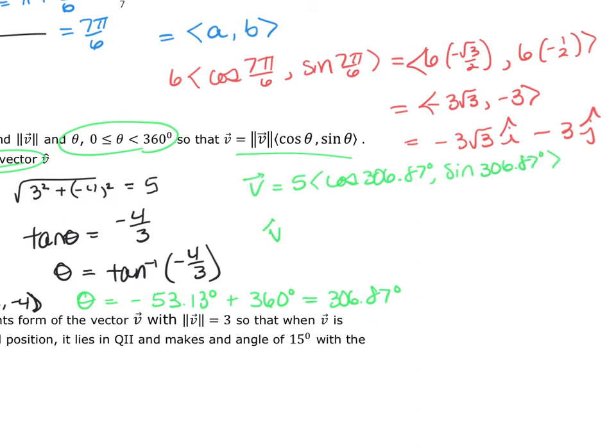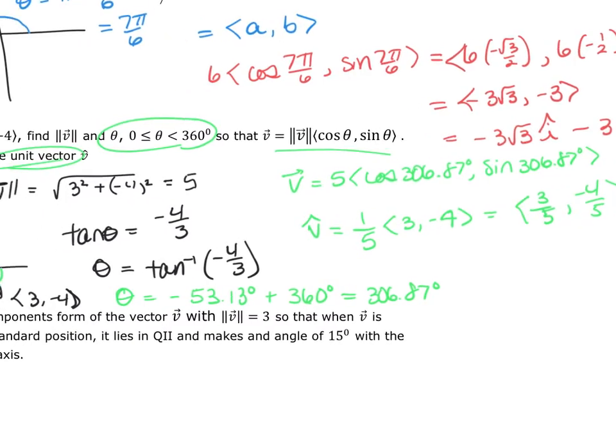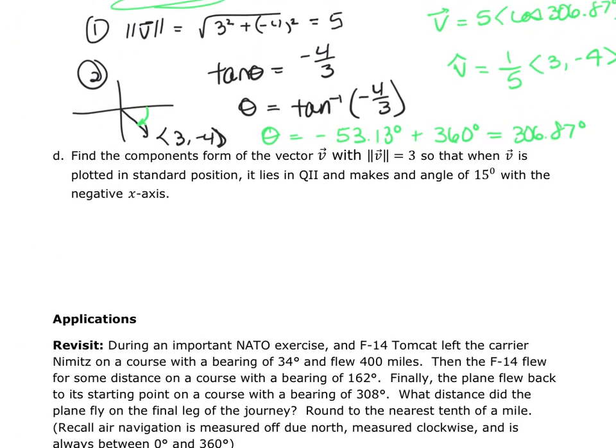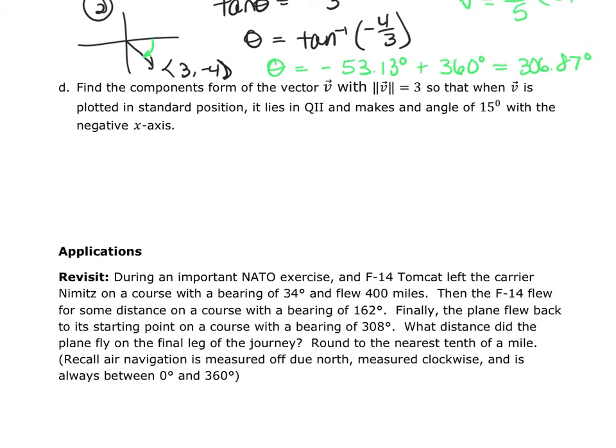And then my unit vector is 1 divided by my magnitude, which we already know what that is. And then it's going to be 3, negative 4. So this is going to be equal to 3 over 5, comma, negative 4 over 5. So that is my other answer that they're asking for. We're going to do some applications here in a moment.